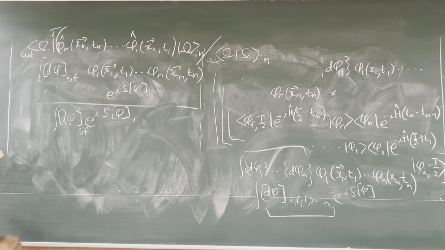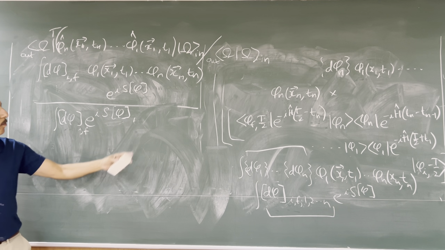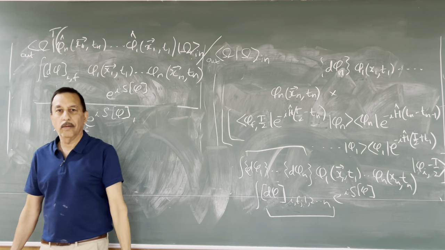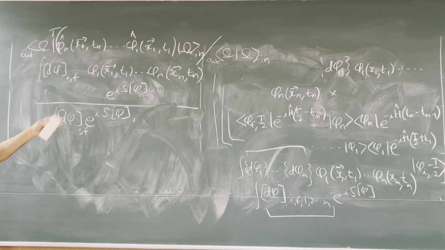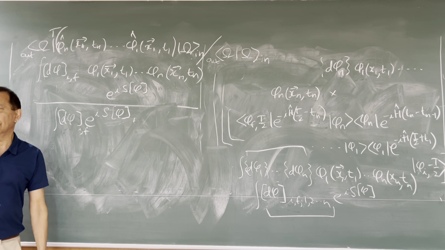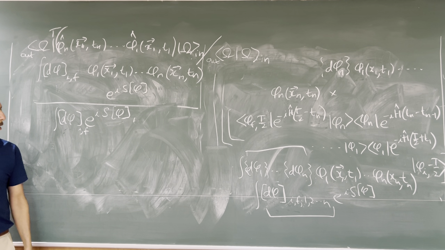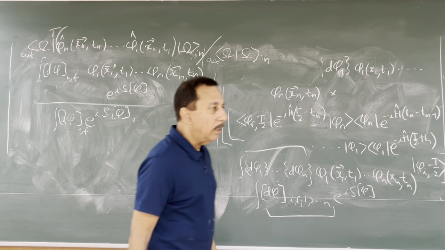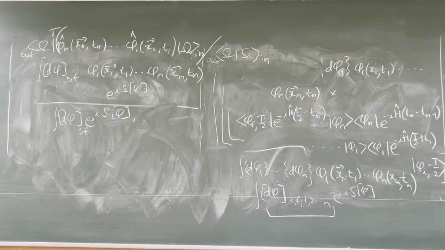And it's completely insensitive to the normalization of omega in and omega out, because if I multiplied omega in by 10, it would cancel in numerator and denominator. And on this side, similarly, it's insensitive to the precise normalization of the measure. And now, in the next lecture, we'll discuss how to calculate this. But there's one last question, which is a bit subtle, and I should flag it.